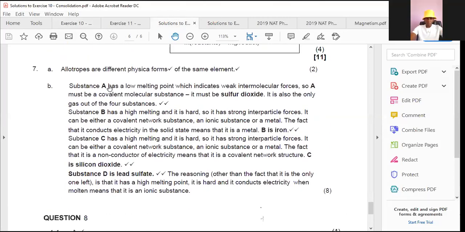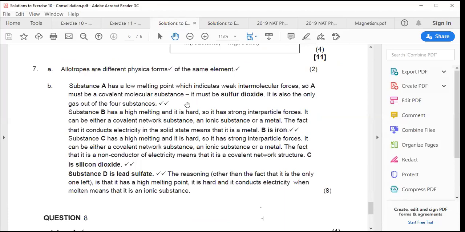So we have substance A with a low melting point, which indicates weak intermolecular forces. So A must be a covalent molecular substance. It must be sulfur dioxide. It is also the only gas out of the 4 substances. So A is your sulfur dioxide. Then substance B has a high melting point and it is hard, so it has strong interparticle forces. It can be either a covalent network substance, an ionic substance or a metal.